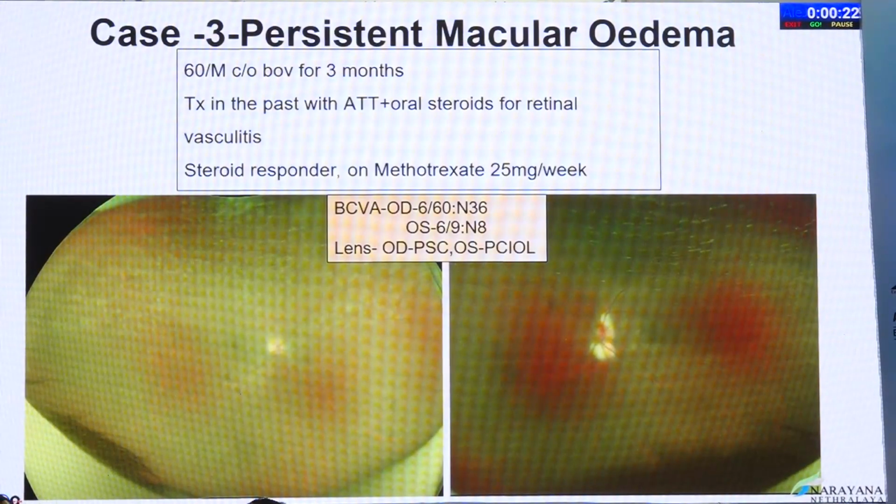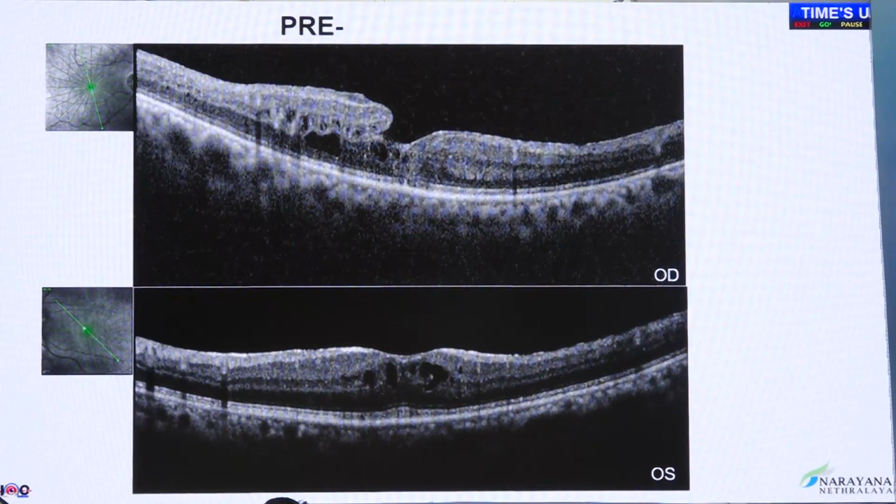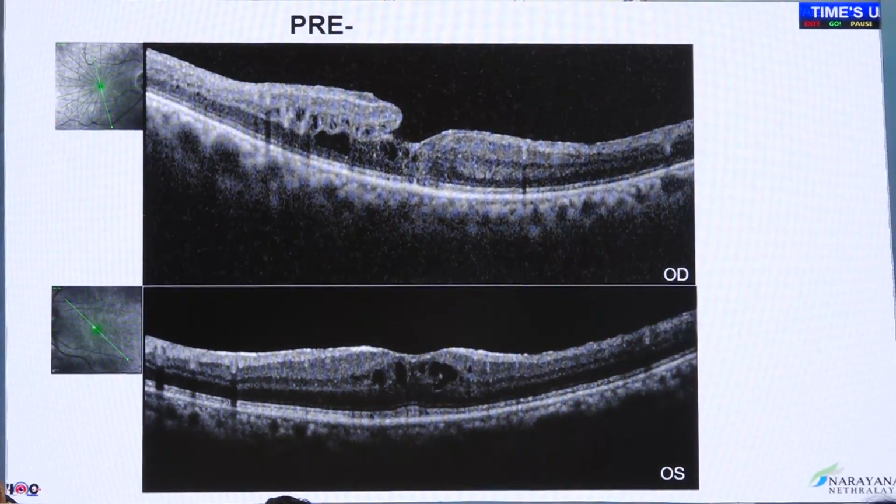The next case is a persistent macular edema, a 60-year-old male with defective vision since 3 months, treated with ATT and oral steroids for retinal vasculitis. Here again the patient is a steroid responder, on oral methotrexate as well. This is a fundus photograph. The right eye had posterior subcapsular cataract, and the left eye was pseudophakic. OCT shows a lamellar macular hole with intraretinal cystic spaces in the left eye.